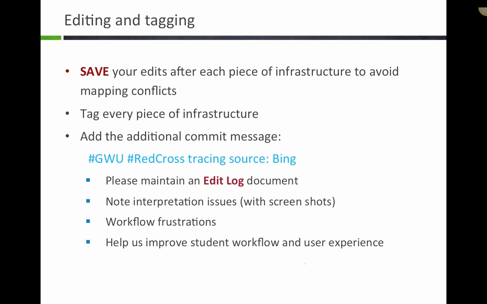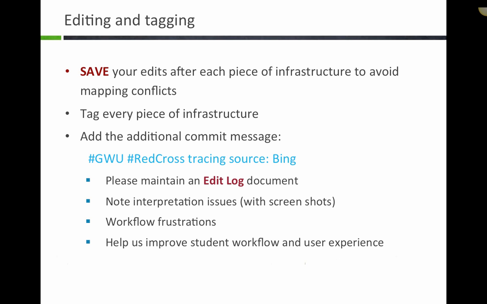Please make sure you tag every piece of infrastructure. For the buildings, it will be as simple as building, and then adding your commit message. For most roads, you can probably tell if it's paved or if it's dirt or if it's a footpath, and please distinguish between those things.